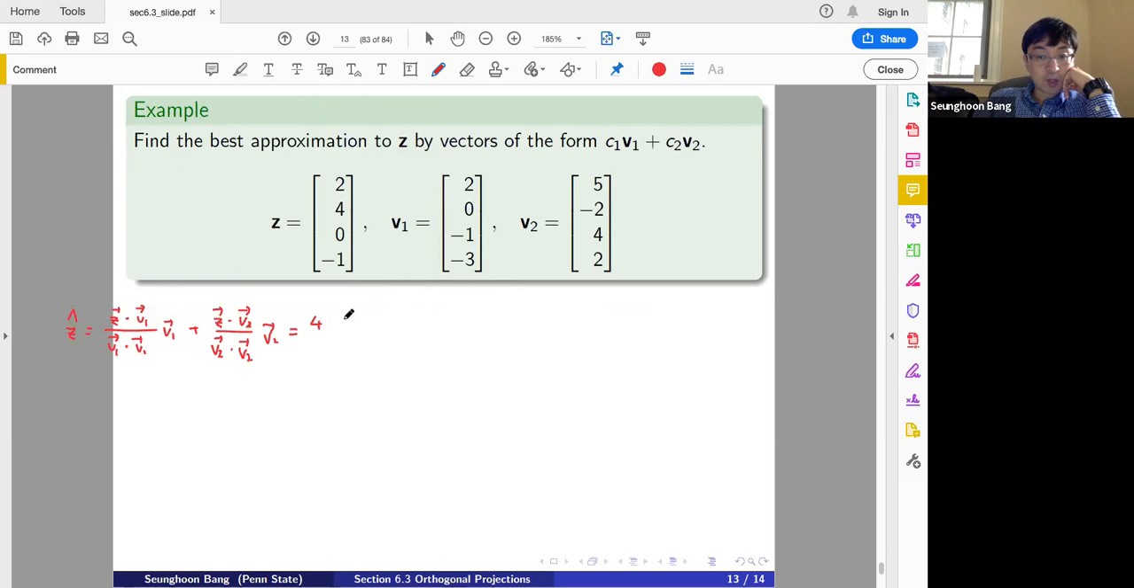The 4 times 0 is 0. The 0 times minus 1 is 0. The minus 1 times negative 3 is positive 3. Over, what's V1 dot V1? The 2 times 2 is 4. 0 times 0, 0. The negative 1 times negative 1, positive 1. The negative 3 times negative 3 is positive 9.